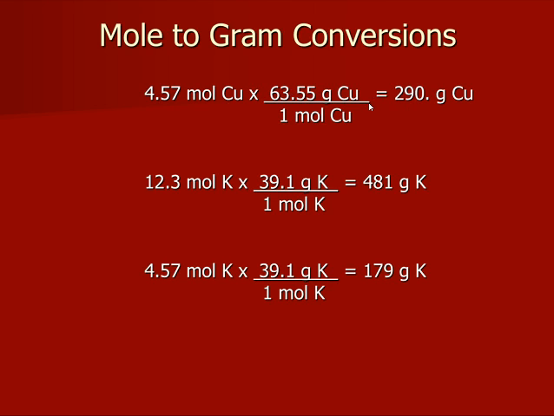Now, your calculator is going to give you some more digits here, but notice this 4.57 tells me that I need to have 3 significant figures. So it's 290, and I'm going to include this decimal at the end of the number to make this last 0 significant.